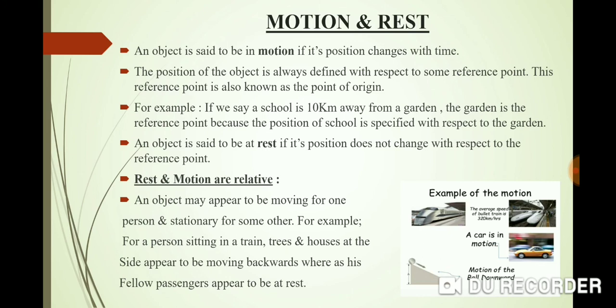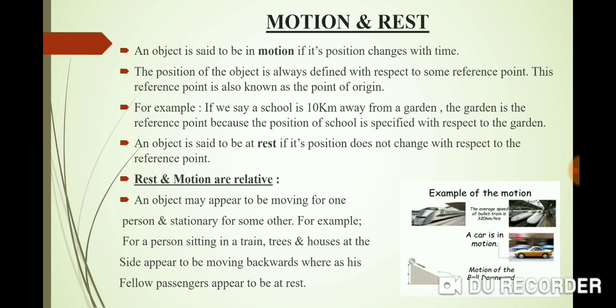On the other hand, the object is said to be at rest if its position does not change with respect to time or with respect to a stationary object which is taken as a reference point. But rest and motion are relative terms. An object may appear to be moving for one person and stationary for some other.